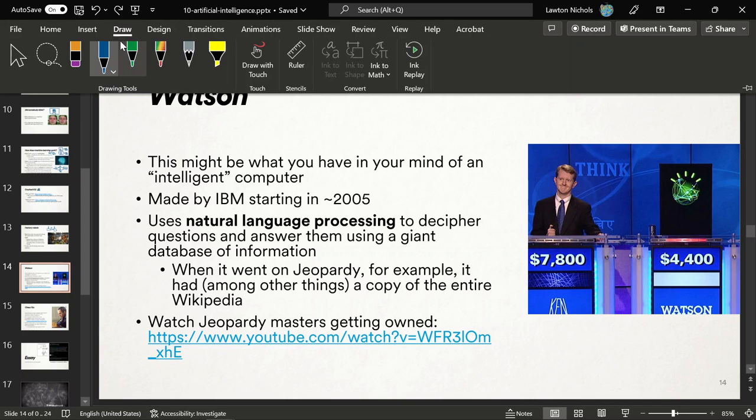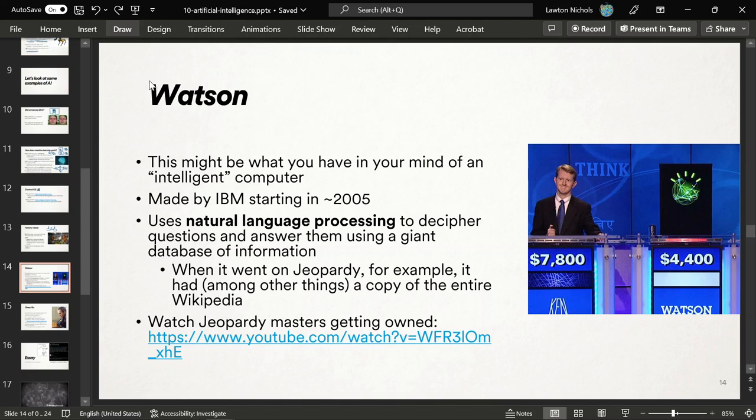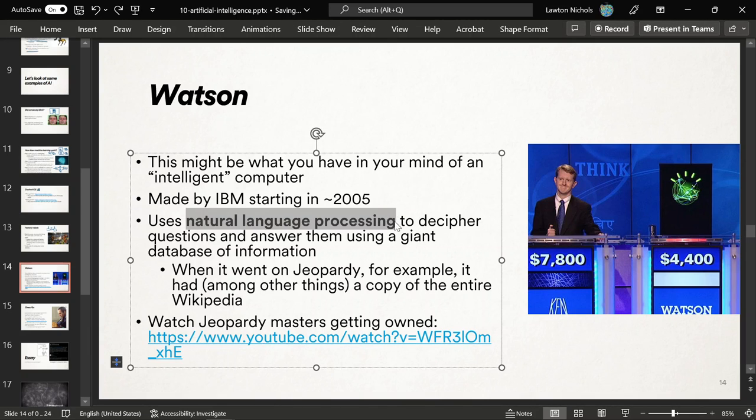More examples. This is probably the standard example that people thought of back in the day. Does anybody remember the Watson computer on Jeopardy? That was a pretty big thing when it came out. Watson is a supercomputer. It has some general intelligence, and it was made by IBM, and they started making it back in 2005. What it does is it uses what's called natural language processing. So it's able to understand English, to decipher questions and answer them using a giant database of information. So that's what Watson did.